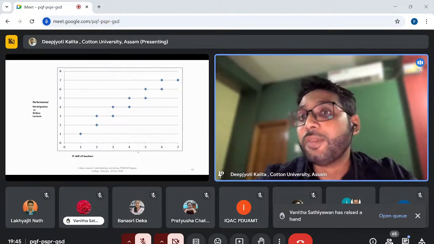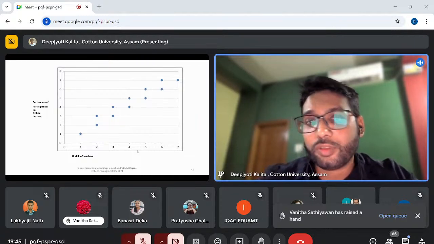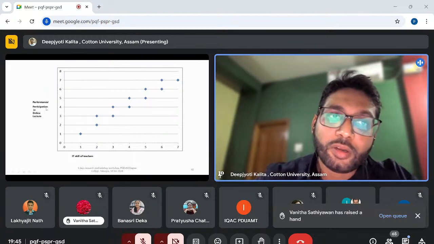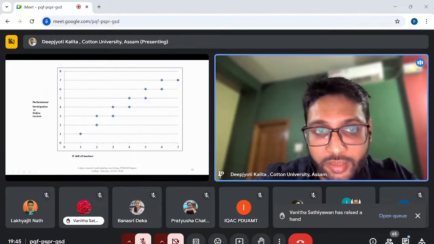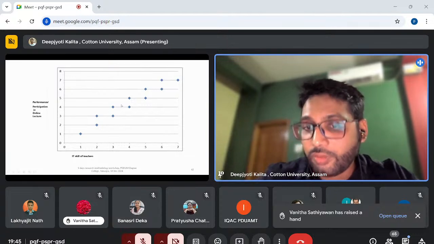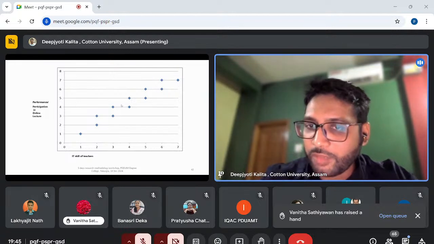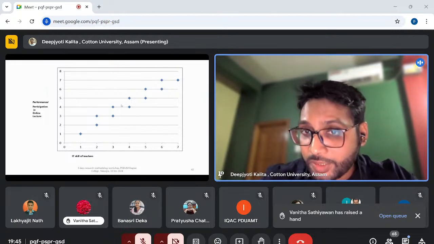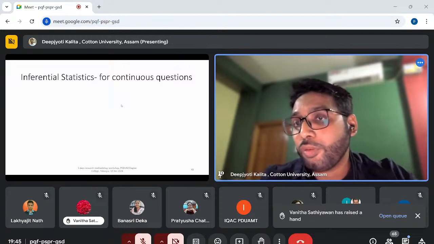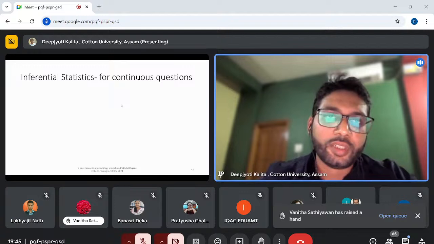Yes, you can have a scatter plot. That means understanding the relation between two continuous variables. Suppose this is a graph of performance or participation of people in online lecture and their IT skill, if they are correlated. So in this way, you can present a scatter plot diagram also. These are all part of descriptive statistics for a questionnaire, based on the questions that you have in your questionnaire.